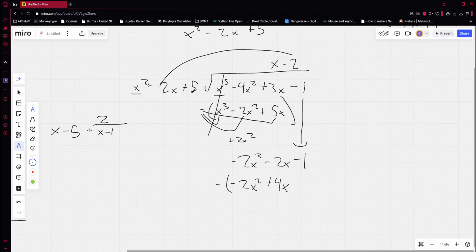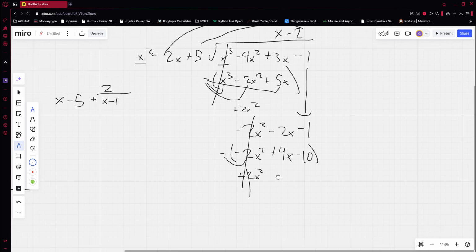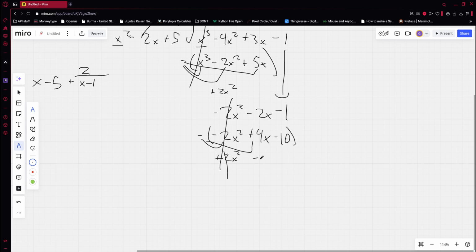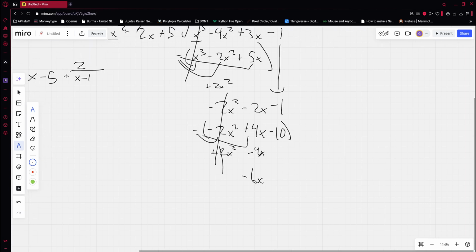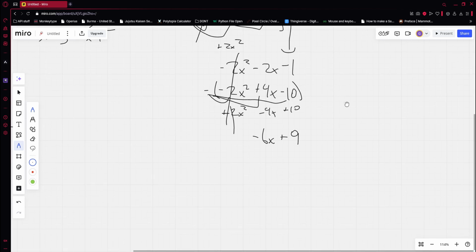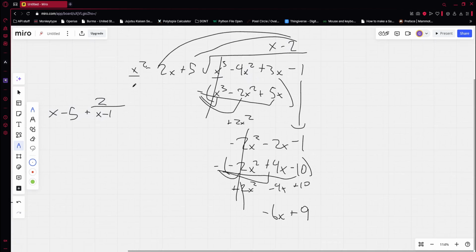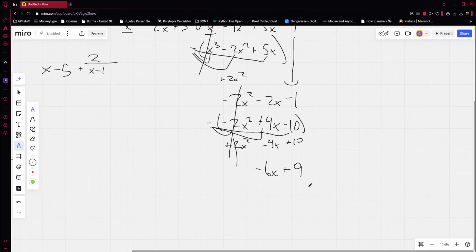And then we get minus 10. Now, we get positive 2x squared, which cancels out. We get negative 4x, so that's minus 6x. And then we get positive 10, which is equal to positive 9. And there's not much else we can do here. We have no more terms. So our remainder is negative 6x plus 9.